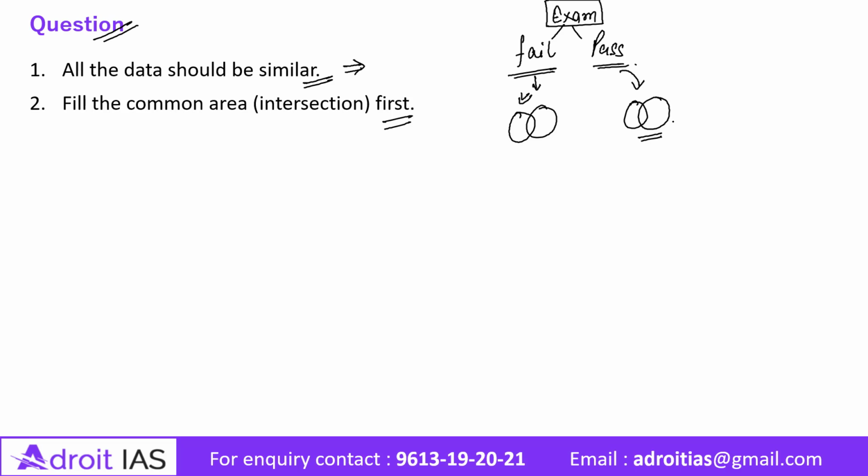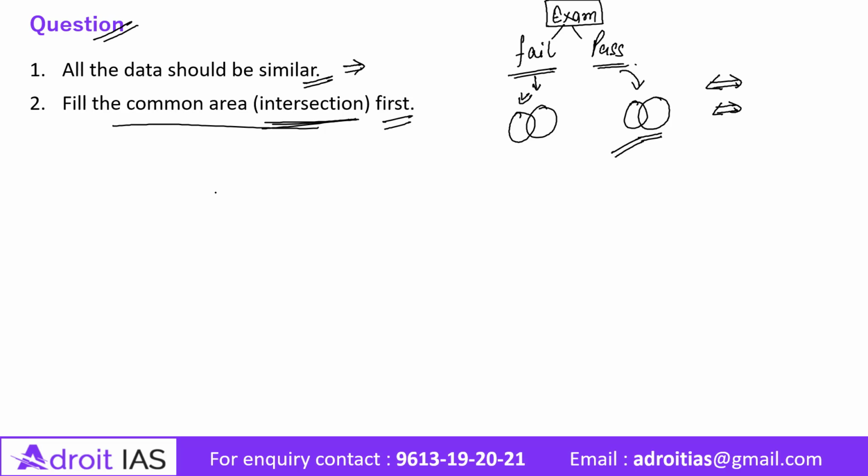It is not like for some students it is given for the passed candidates and for some students it is given for the failed candidates. Then it will be difficult for us to solve the question. So all the data should be similar. This is the first condition. And number 2, fill the common area first, fill the intersection region first.